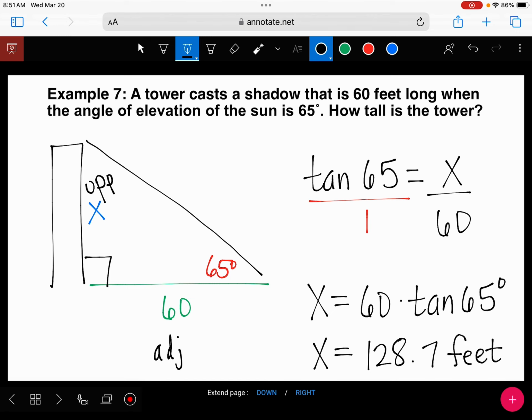And don't forget a unit whenever you're trying to find height or a measurement. So the tower is 128.7 feet. So are you looking for the side or the angle? We're looking for the height. The question says how tall is the tower? So the side? The side.